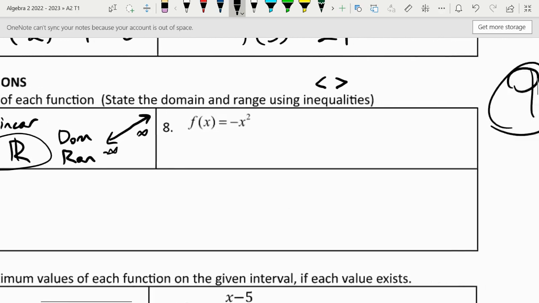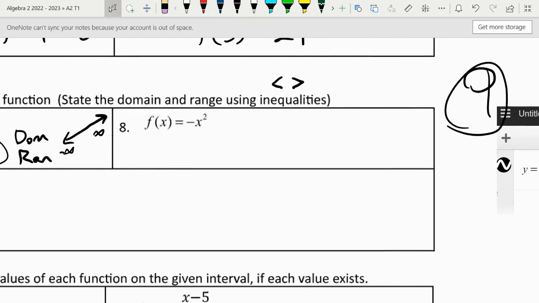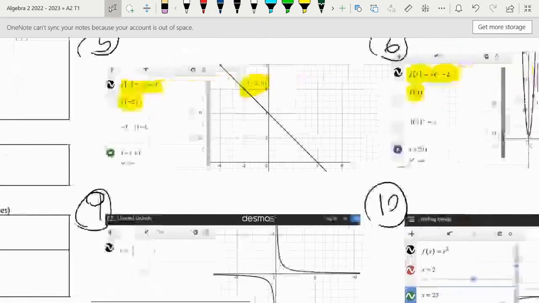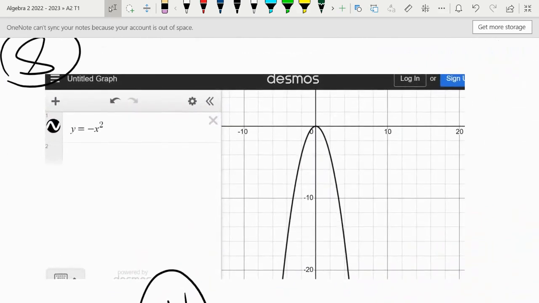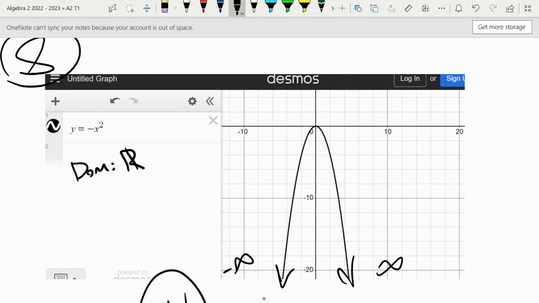For number 8, let's pretend like you don't know what this looks like. So for number 8, let's say that you type this in to Desmos. We type in negative x squared. And we notice that the graph continues on forever in these two directions, which means it goes all the way to the left to negative infinity, all the way to the right to positive infinity. So that means my domain is going to be all real numbers.